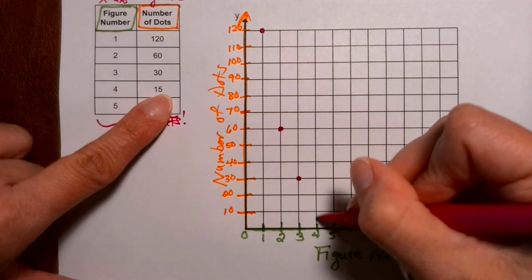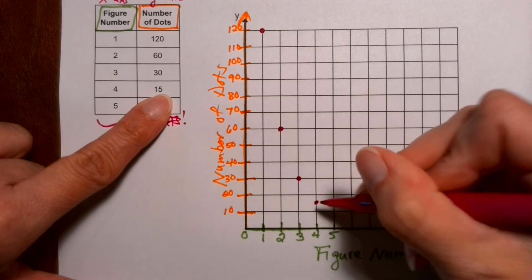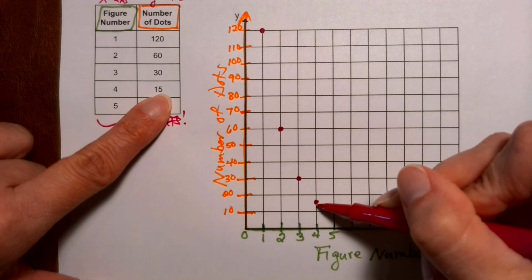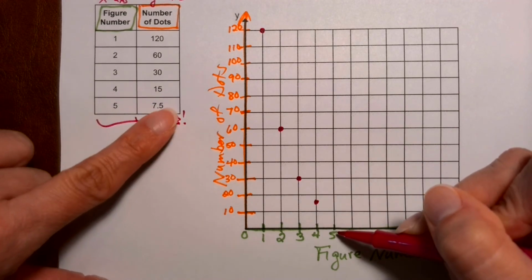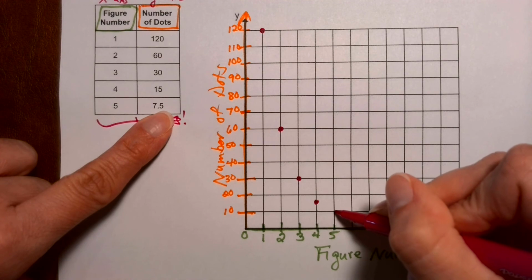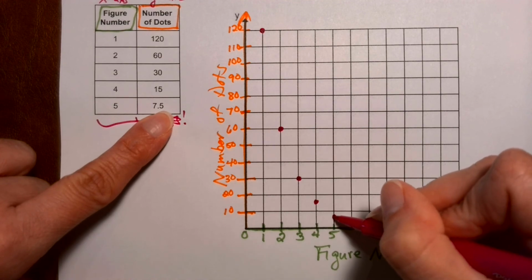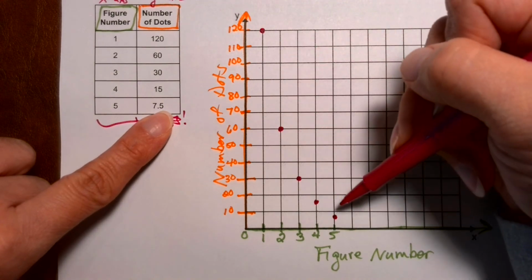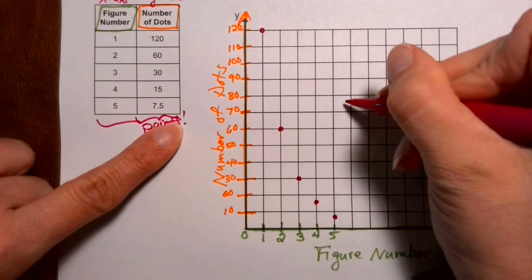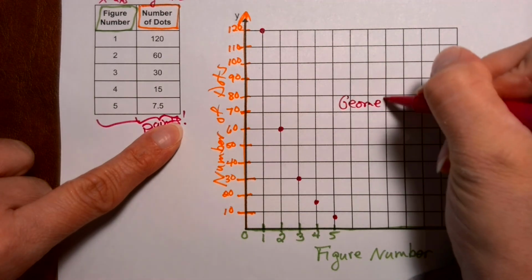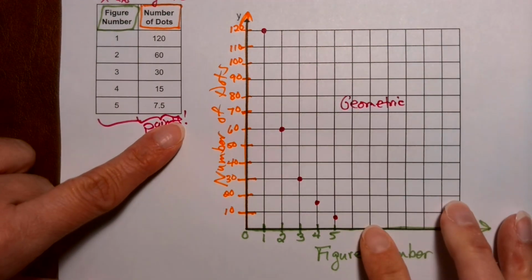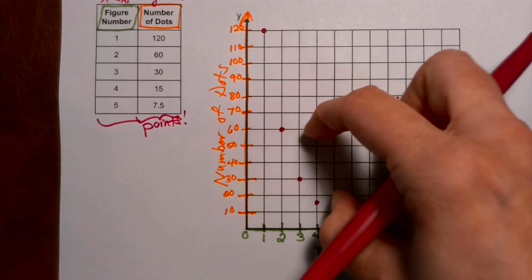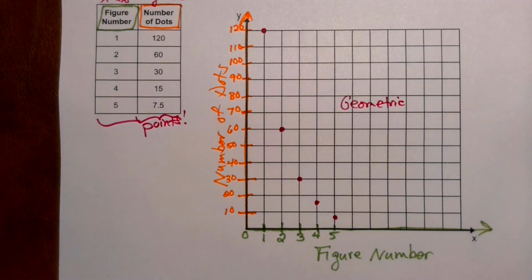You have to figure out the scale on your own. 4 gets 15, which is right in the middle between 10 and 20. It's okay to have the point in the middle of a box. And where am I going to put 7.5? It's not as high as 10, so we'll put it right there. These points are not forming a line, they're forming a curve, which means this sequence is geometric. The things you have to have are labels, numbers, and points. I hope this helps you draw a good graph.